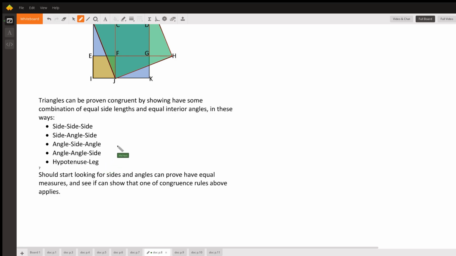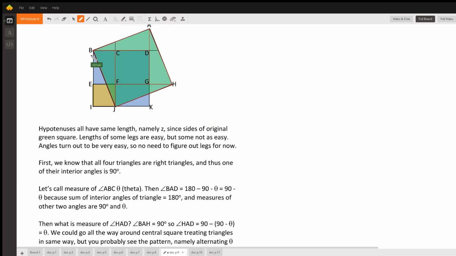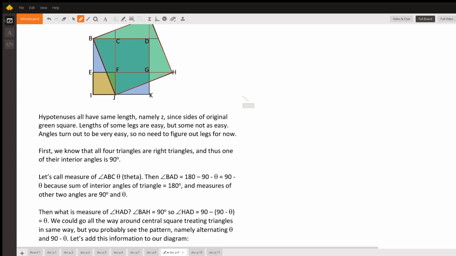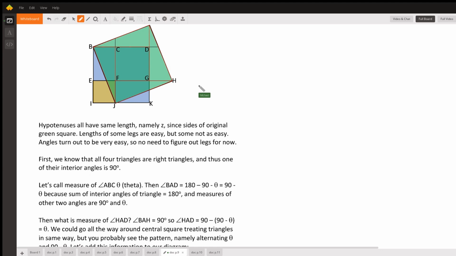Okay, so what have we got here? First, we know that all 4 of these have the same hypotenuse, because it's the sides of the green square, so it's length z. Beyond that, the lengths of the legs are not quite as easy, and angles are really easy. So let's turn to angles.